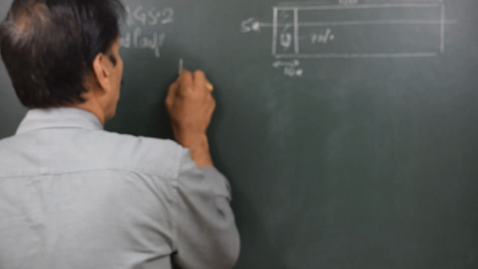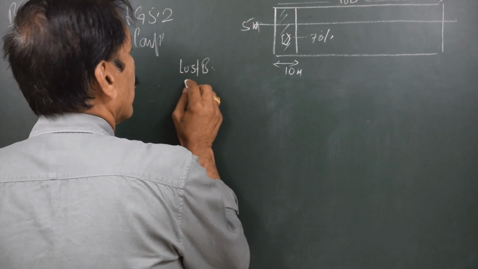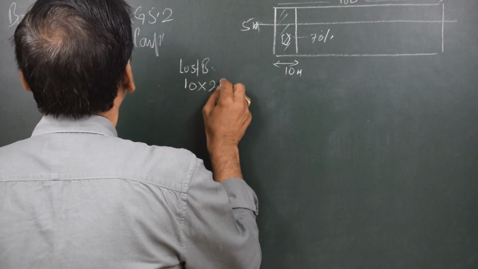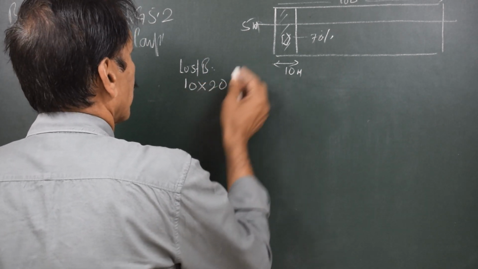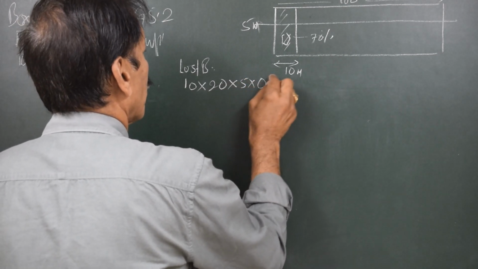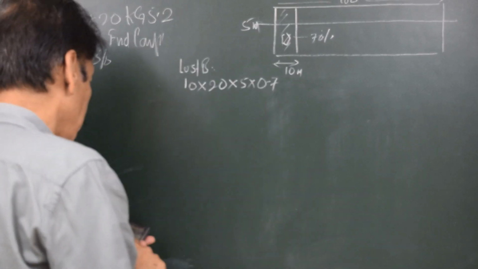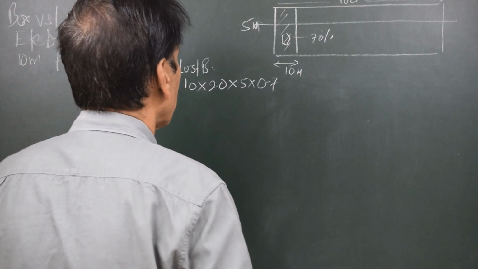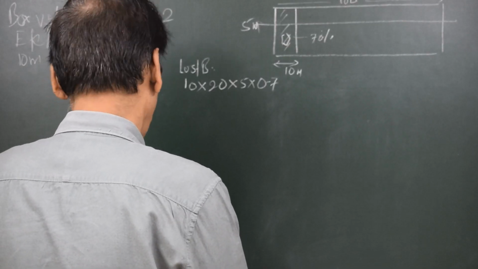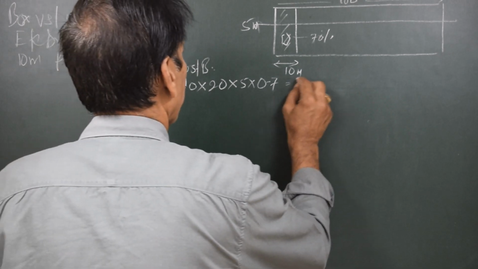So the lost buoyancy will be 10 into 20, that is the breadth of the vessel, multiplied by 5 into 0.7. So we maintain the rule that lost buoyancy is found till the initial water level. So the lost buoyancy is 700 meter cube.